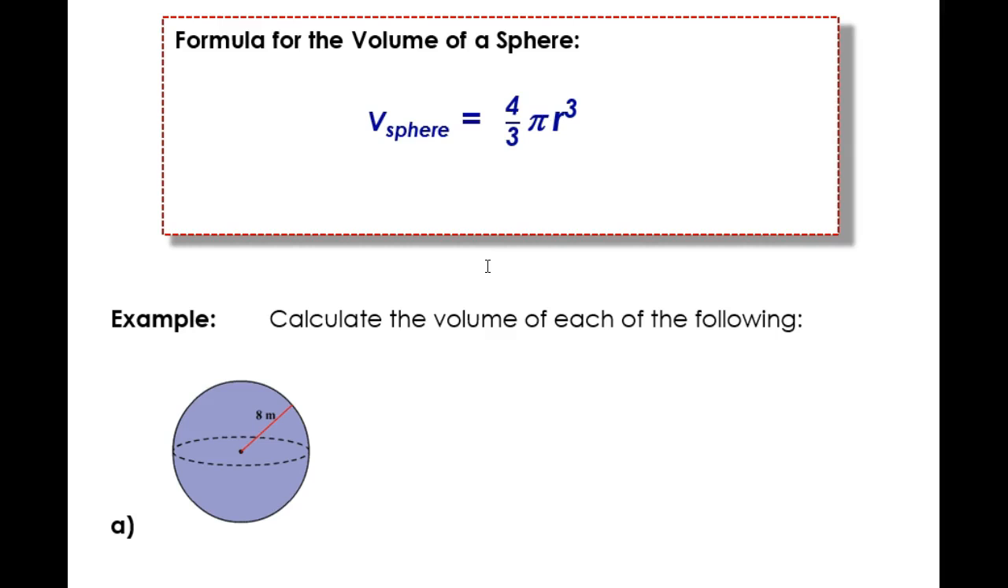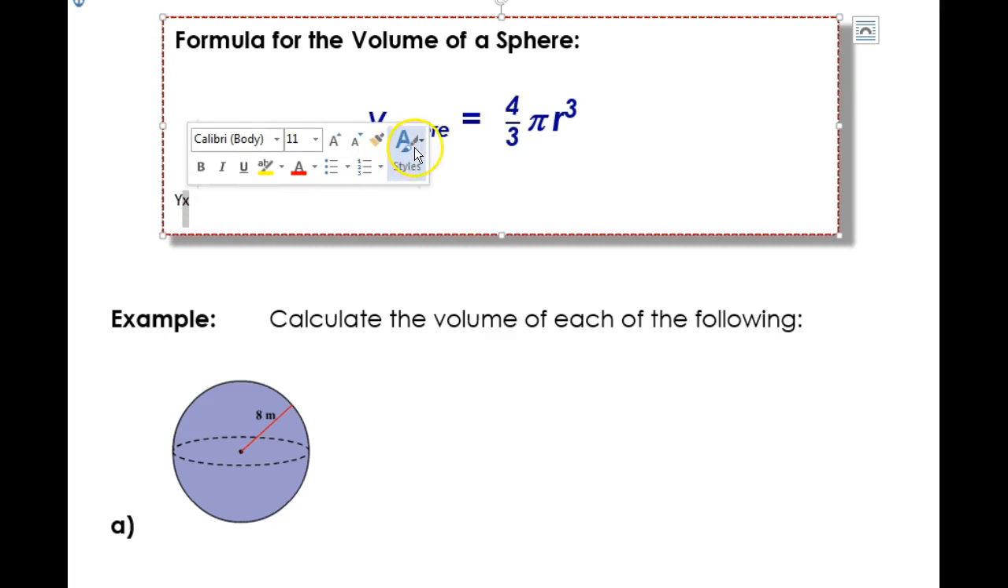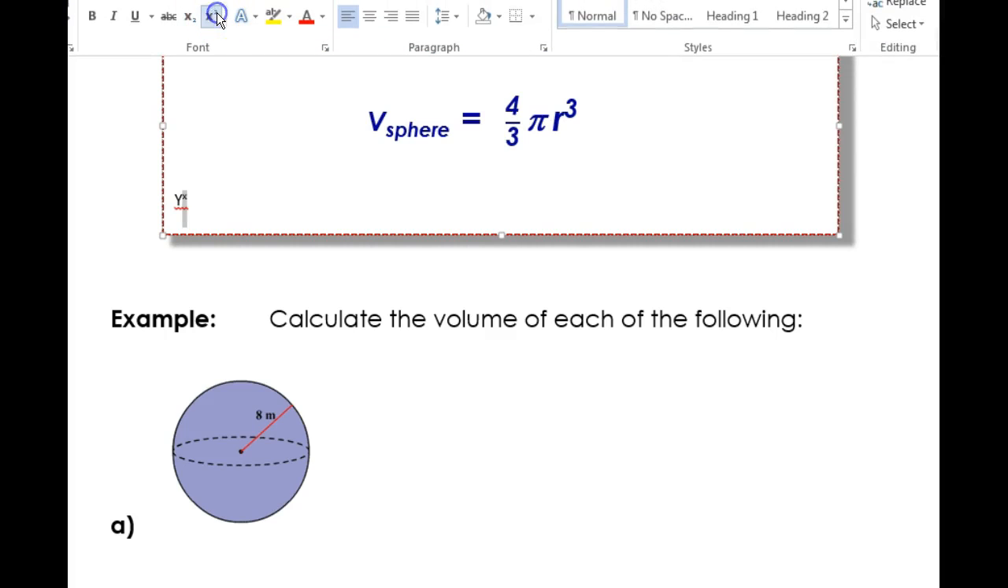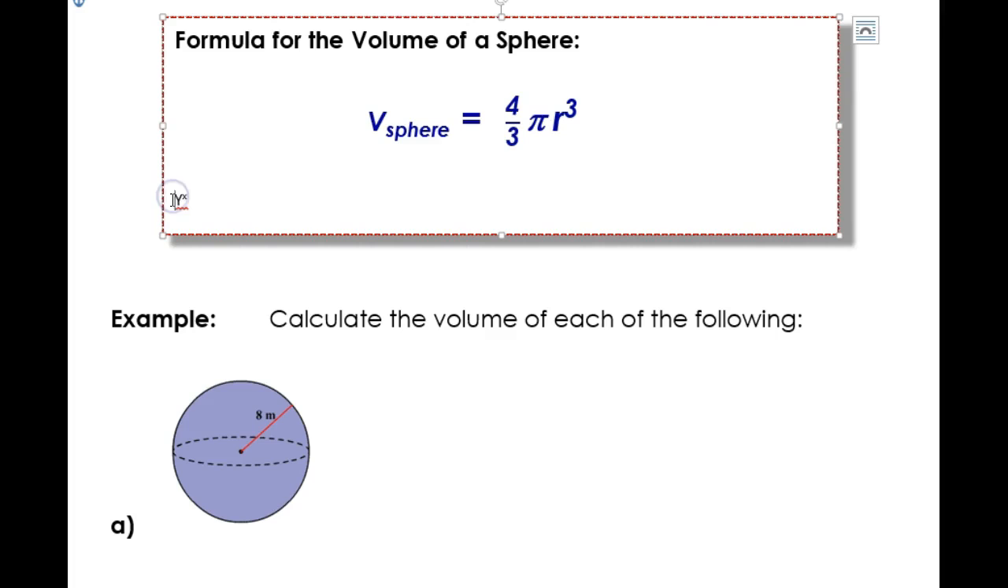To use this cubed function, you have a couple of choices. You need to remember that cubed means that you're multiplying the radius by itself 3 times. Or you can find a button on your calculator that looks like this, y to the power of x. You might also just have an x cubed button, an x to the power of 3 button. Any of those should work just fine.